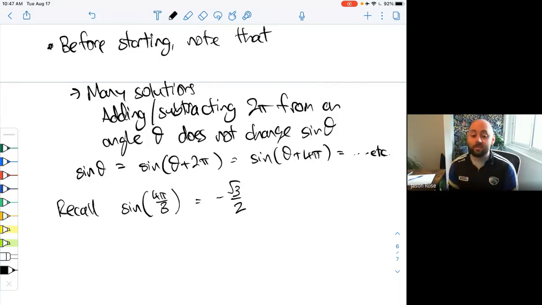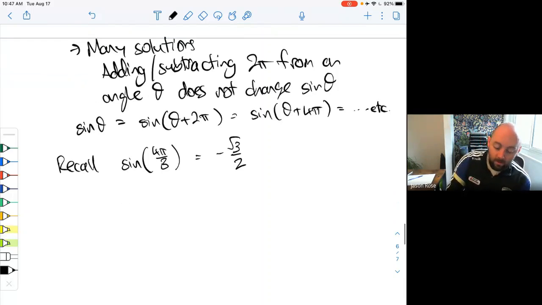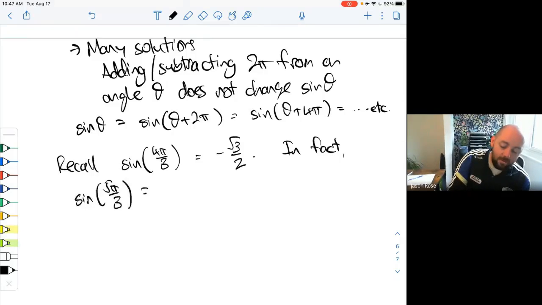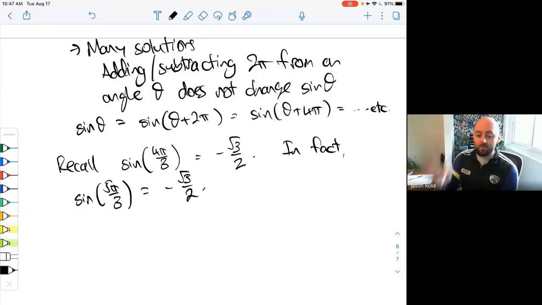All I'm saying is that, notice that 4 pi over 3 works. And also, 5 pi over 3 also works. This is one you can check. You can drop the 5, decide which quadrant, and so on.